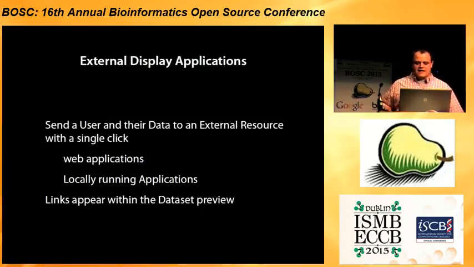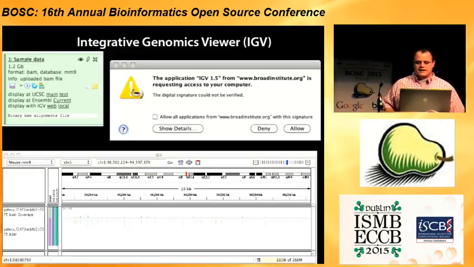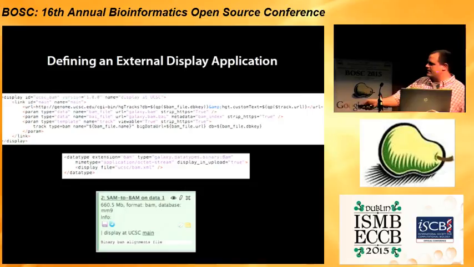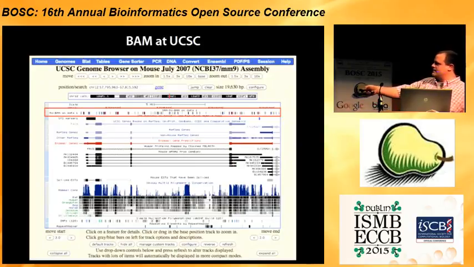To get data out of Galaxy, there's two different ways to do it. We have external display applications, where you can send data out of Galaxy. You click on a link. In this case, we're sending it to IGV. This is a Java application that will launch on your own computer. That's why you get a scary warning. To define it, more XML. It's not very scary. You click on that link, view at UCSC main. You get sent directly in your web browser to UCSC main.